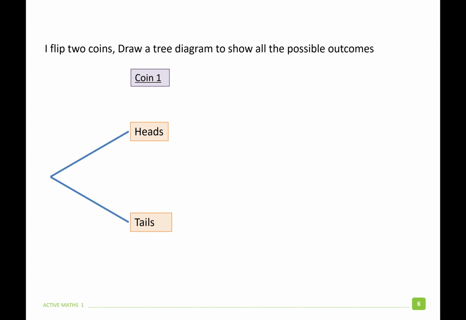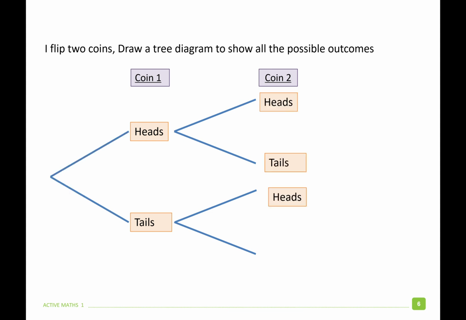So, on my first flip, I have two possible outcomes, heads and tails. On my second flip, or my second coin, what are my possible outcomes? Well, if I got heads on my first coin, for my second coin, I have two possible outcomes, heads or tails. And if I got tails on my first coin, on my second coin, I have two possible outcomes again, heads or tails. Here's my tree diagram.